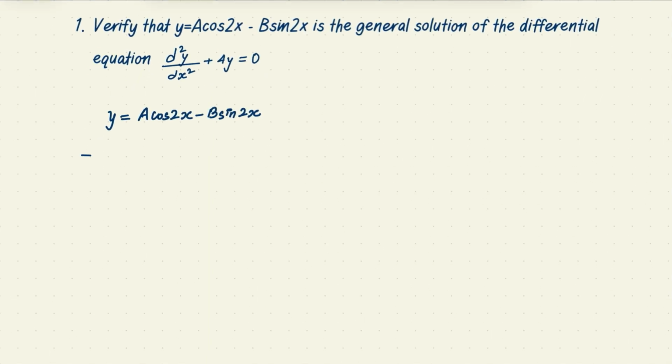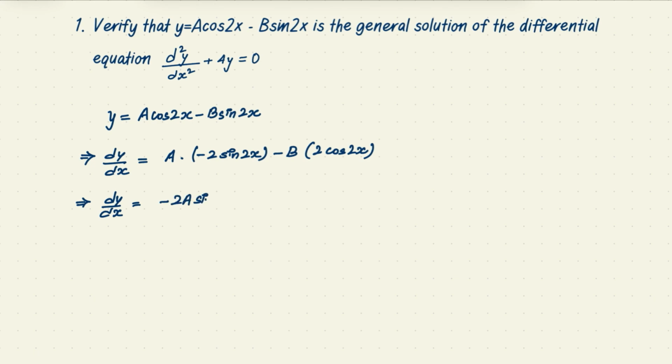So differentiating both sides with respect to x, we will have dy over dx equals, differentiating this, A is constant and d/dx of cos 2x is minus 2 sin 2x, minus B is constant, and d/dx of sin 2x is 2 cos of 2x. That means dy over dx equals minus 2A sin of 2x minus 2B cos of 2x.